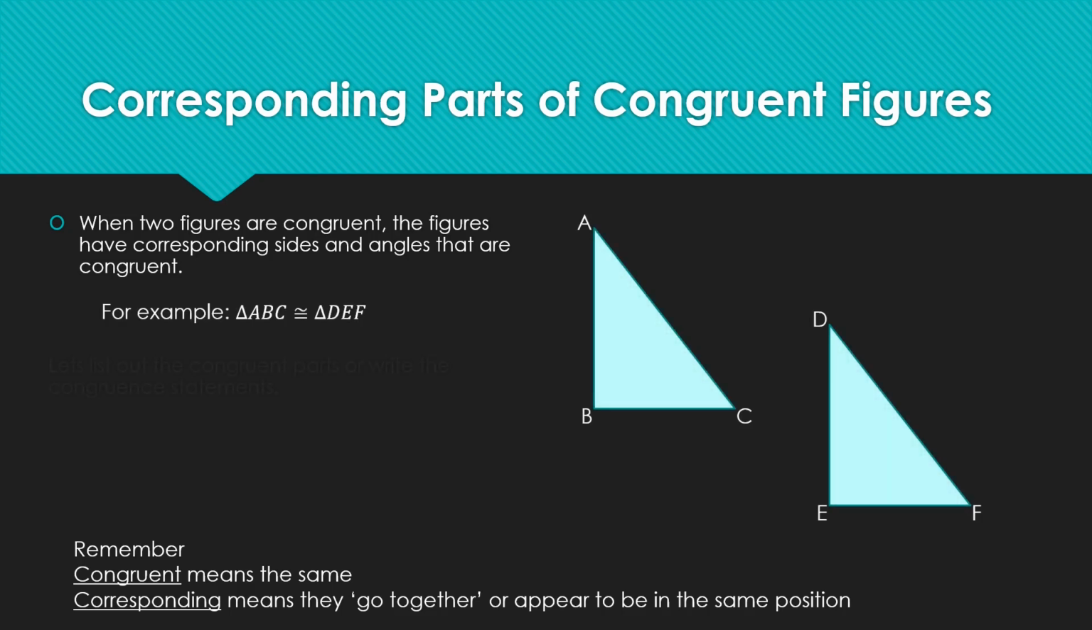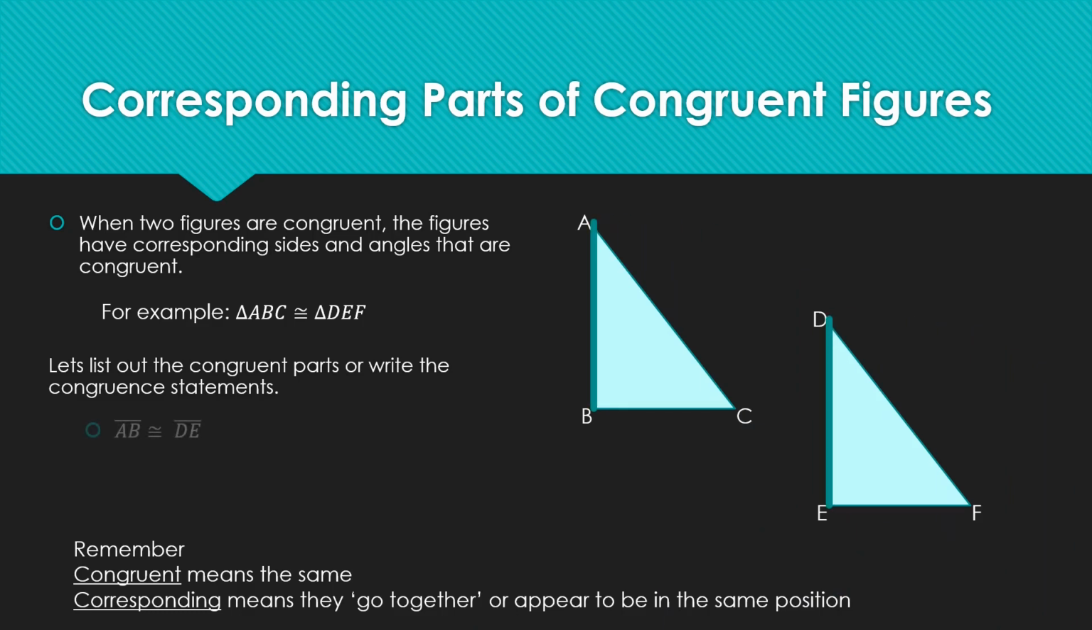So let's list out the congruent parts or write the congruency statements. We're going to start with the corresponding sides. Side AB is congruent to side DE. Side BC is congruent to side EF. And lastly, side CA is congruent to side FD.